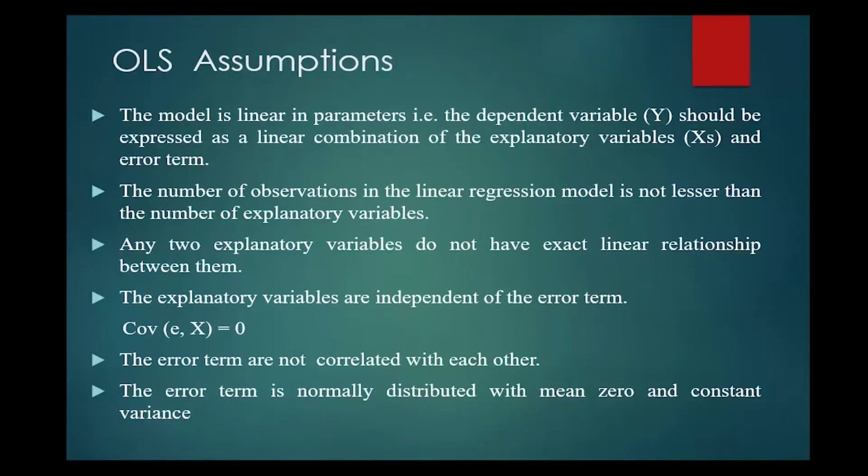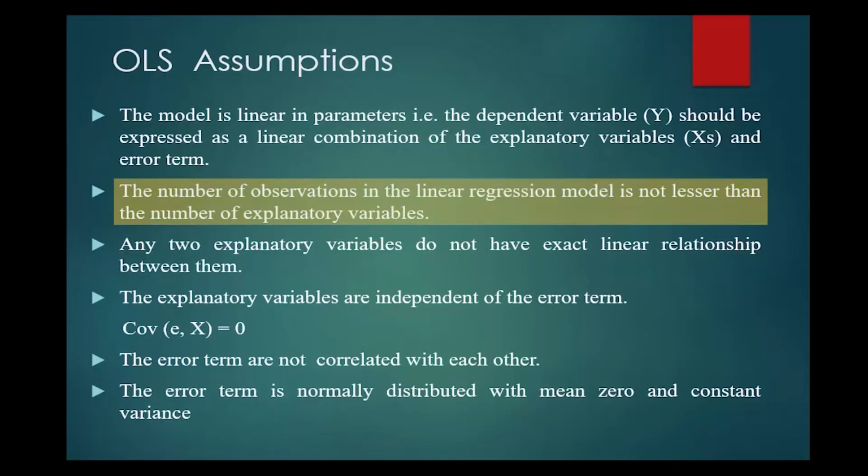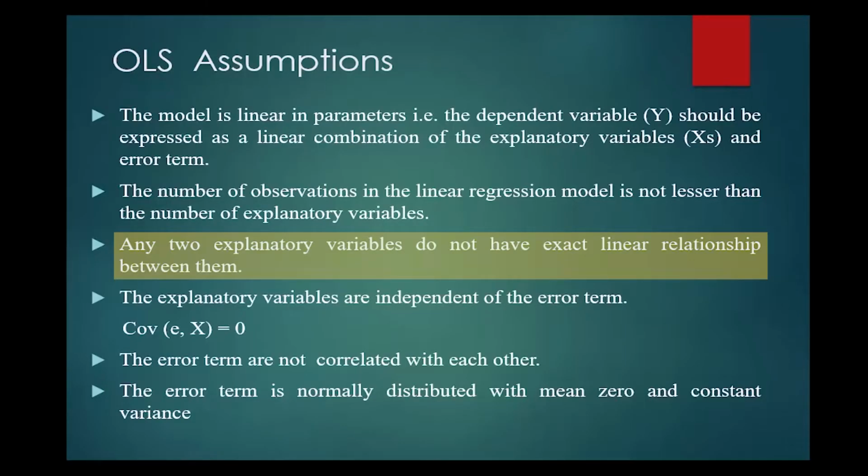Now we go to the second important assumption: the number of observations in the linear model is not lesser than the number of explanatory variables. That means the number of observations must be greater than the number of variables to be estimated. Otherwise, there will be a problem in the degrees of freedom, and this will affect the estimation process. So this has to be remembered by the researcher at all times when collecting the data or when moving to the estimation procedure. Any two explanatory variables should not have an exact linear relationship between them.